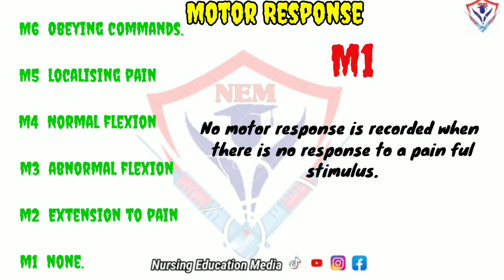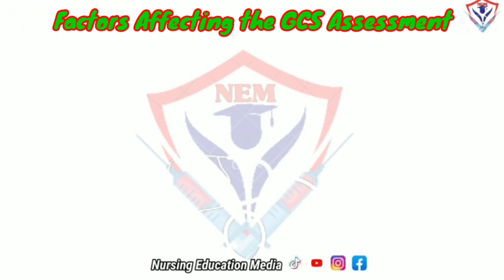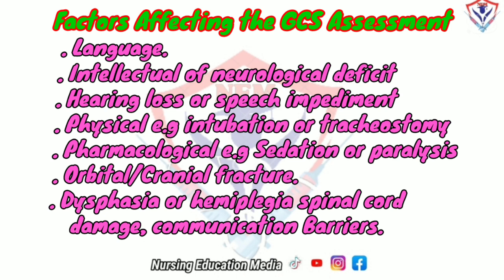Let's discuss some of the factors affecting the Glasgow Coma Scale assessment. Language or cultural differences, intellectual or neurological deficit, hearing loss or speech impediment, physical, for example intubation or tracheostomy, pharmacological, for example sedation or paralysis, orbital or cranial fracture, dysphagia or hemiplegia, spinal cord damage, and communication barriers. Here you go with Glasgow Coma Scale assessment and scoring.